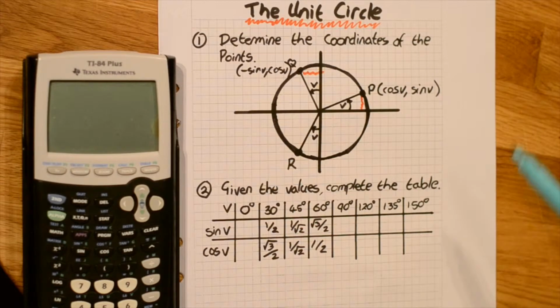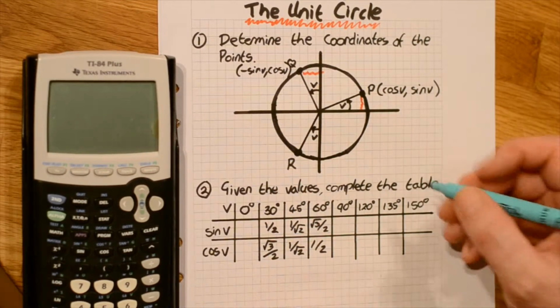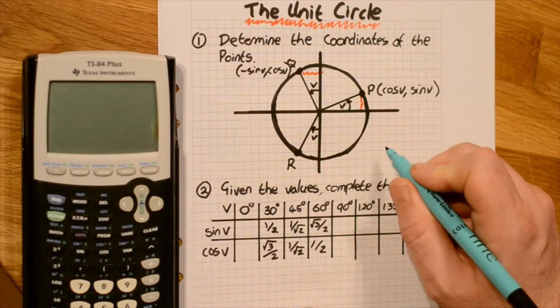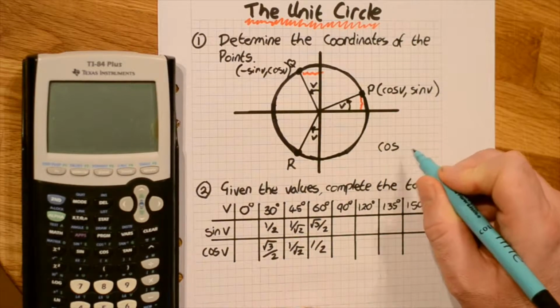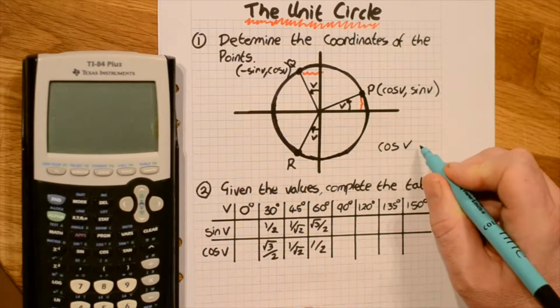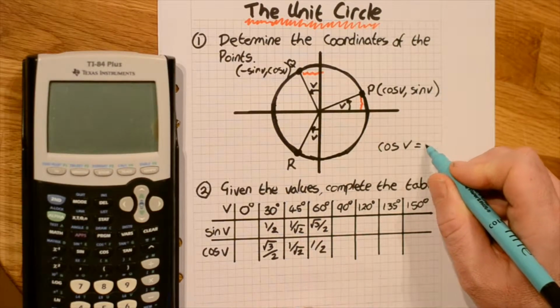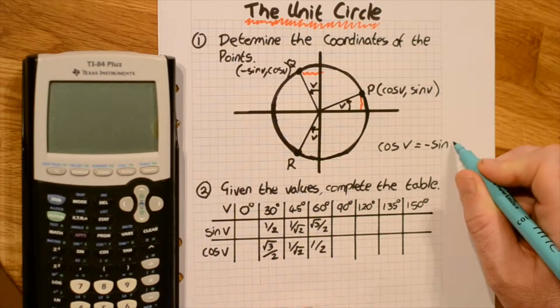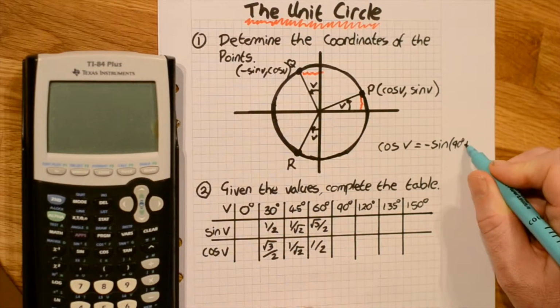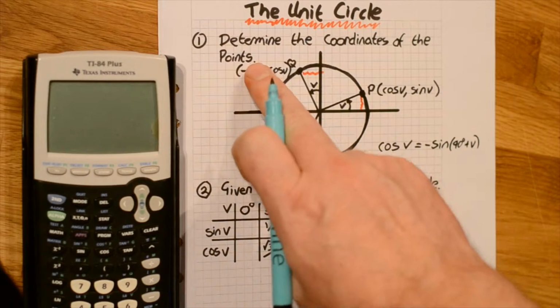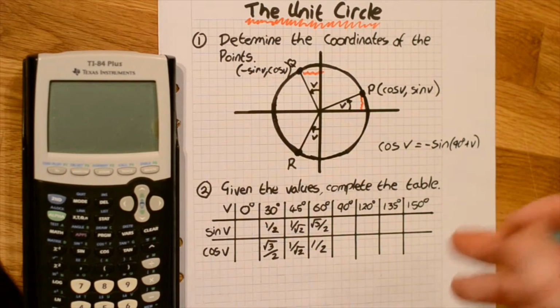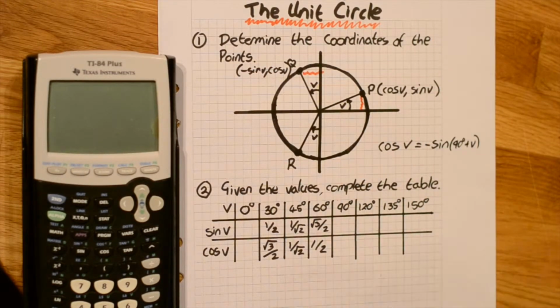This also gives us a common trigonometrical relationship such that the cosine of V is equal to minus sine of 90 plus V. And you can use these types of coordinates to set up little relationships for 90 plus V, 90 minus V, 180 minus V, 270 minus V. You can find all sorts of very simple to use relationships.